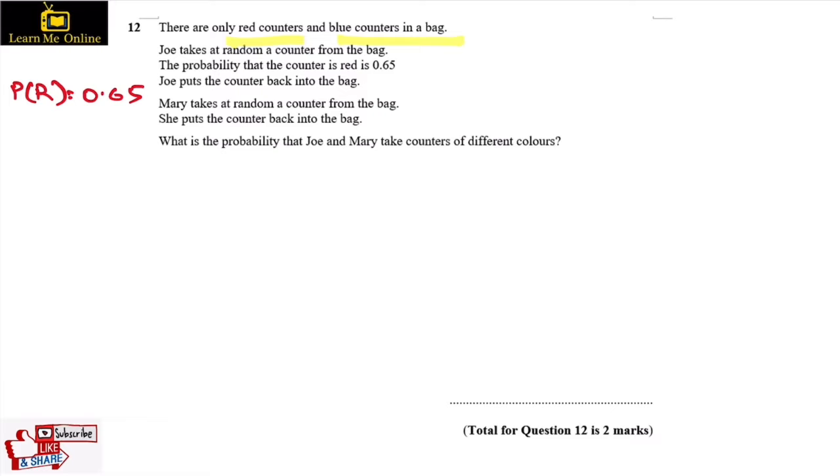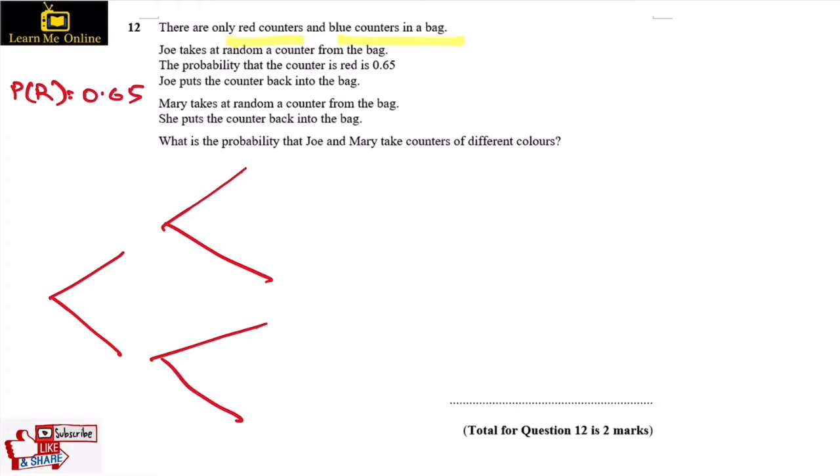Mary takes a random counter from the bag. She puts the counter back into the bag. What is the probability that Joe and Mary take counters of different colors? Okay, so what are the 2 options we have? I'll try to draw the tree over here. So this is what the tree diagram is.